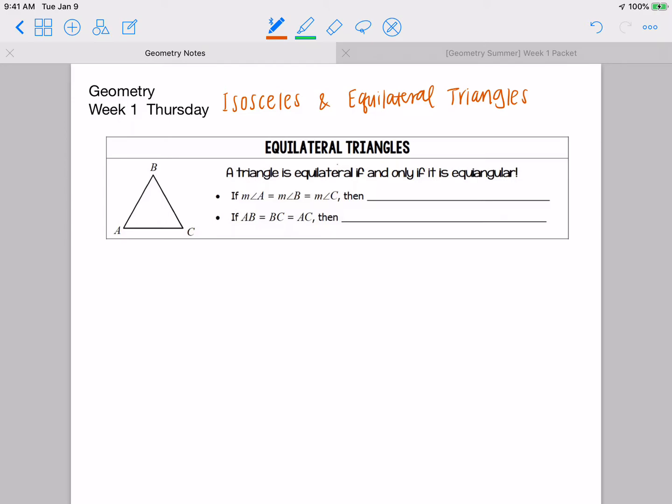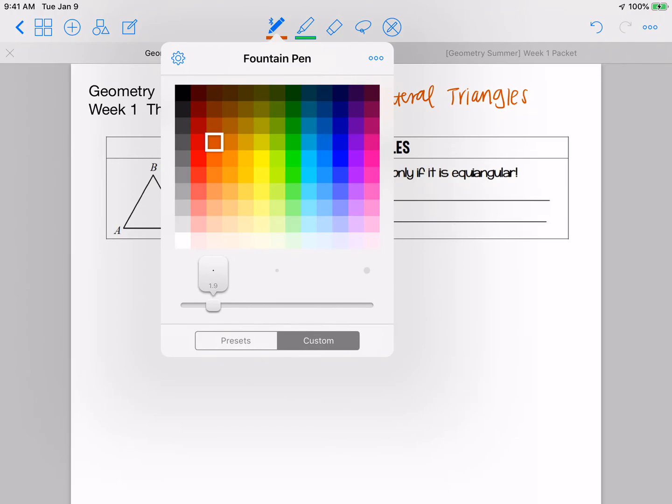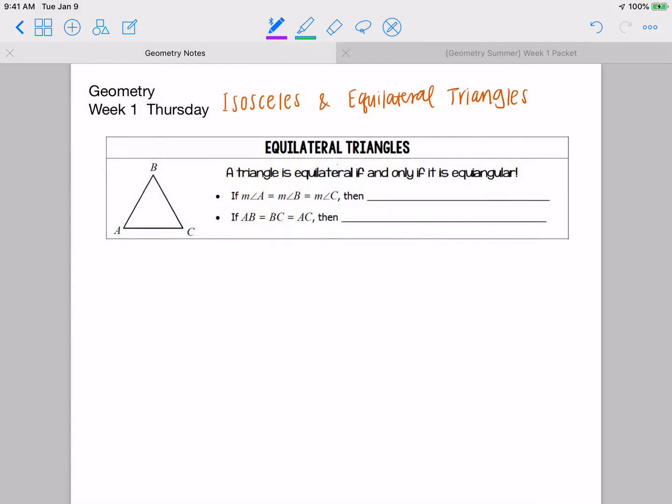And our lesson today is on isosceles and equilateral triangles. I know we have already talked about isosceles, but some questions will come up on the second page of your homework. So maybe we'll go over one of those homework questions. But we are mainly focusing on equilateral triangles.